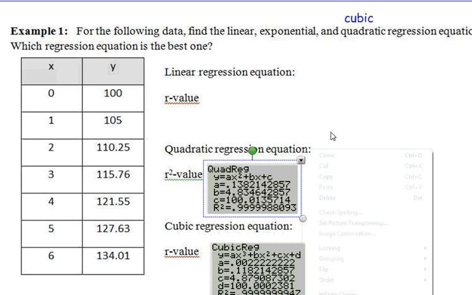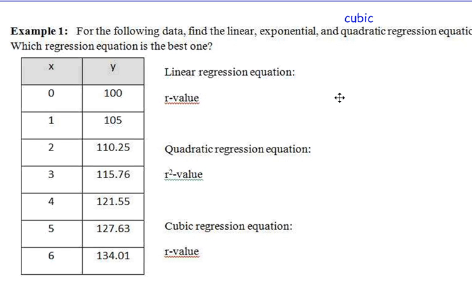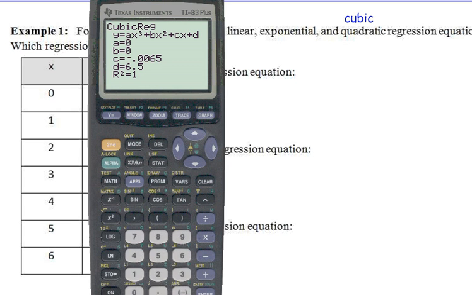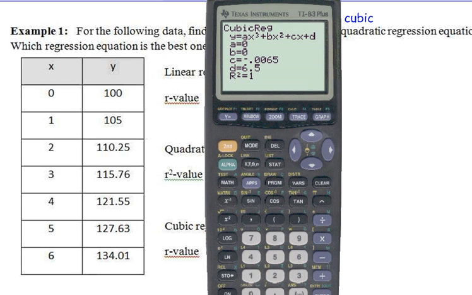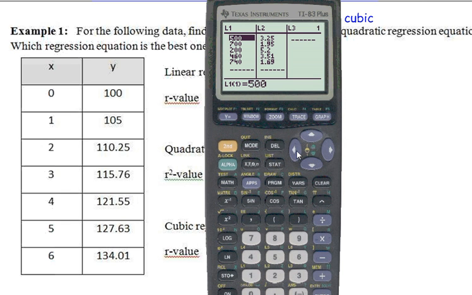Okay, so let's look at this example. Let's review what we did yesterday. If we want to put our values in a list, where do we go first? Stat, then we push edit, so number 1. How do we clear a list? Go over, up, and push clear, and then back down again.